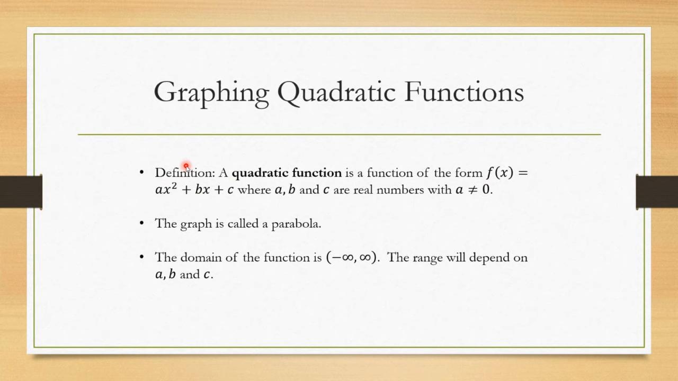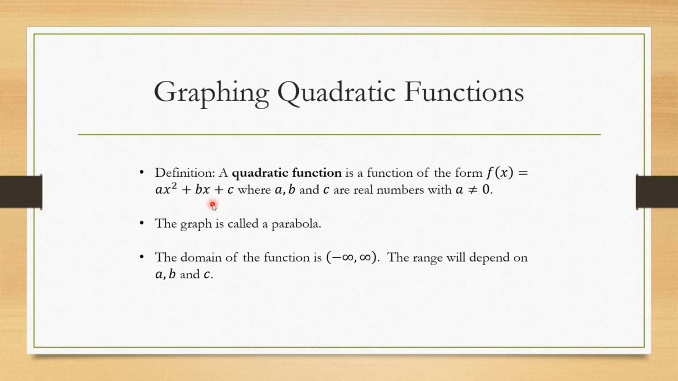It's a quadratic of degree 2. As before, a, b, and c are all real numbers with a not equal to 0. If a was equal to 0, we'd be back in graphing lines, and we did that already. So that's what a quadratic function is. The graph is called the parabola. And as we saw before, it's going to be some variation of the graph of y equals x squared.